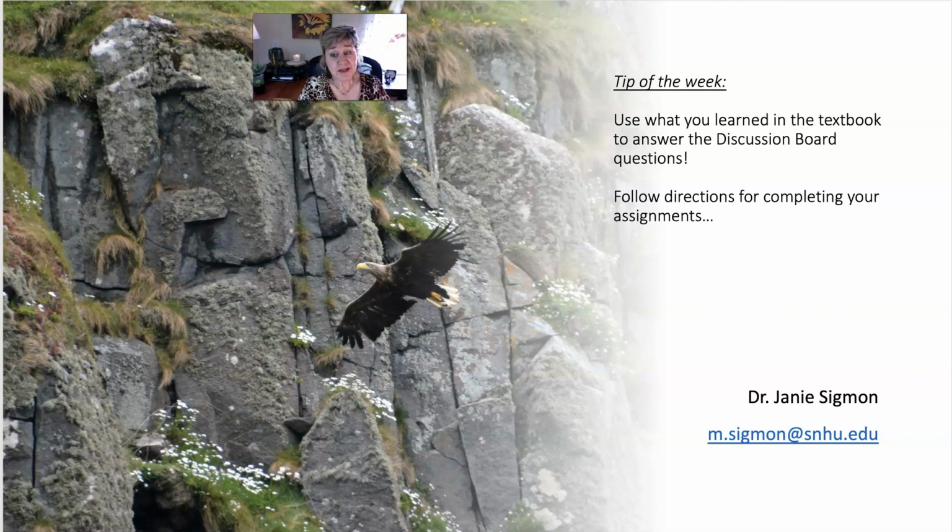Use what you learned in the textbook to answer your discussion board questions. That will help you. And follow directions for completing your assignments. Your directions are called guidelines. Okay, so whenever you see that word guideline, that's what it means. Those are the instructions for doing an assignment. And remember that the rubric is how this will be graded. What's a good grade on this? What's an okay grade? What's a not good grade? That sort of thing. That's a rubric for you. And that's what I use in Brightspace to do the grading for your work.